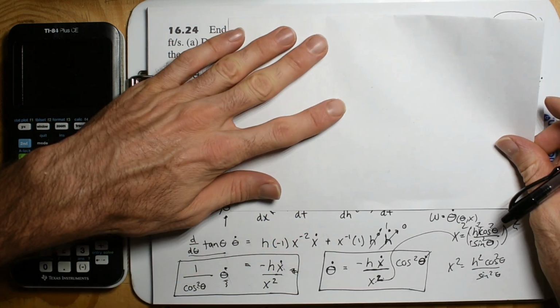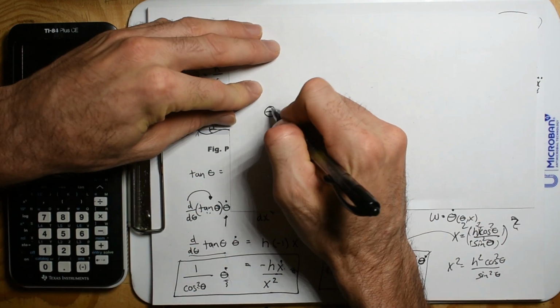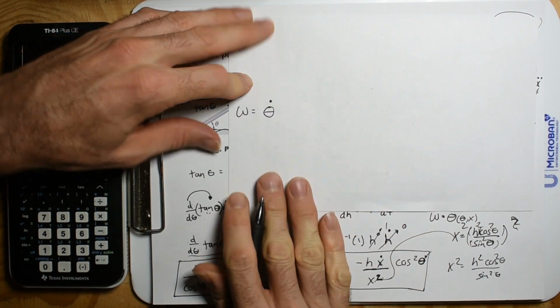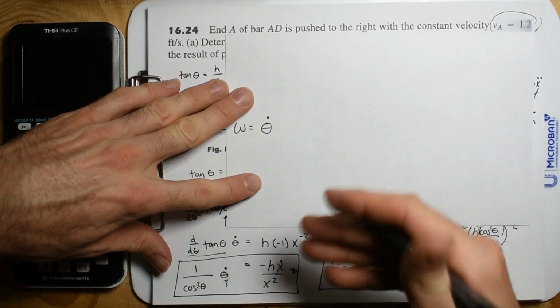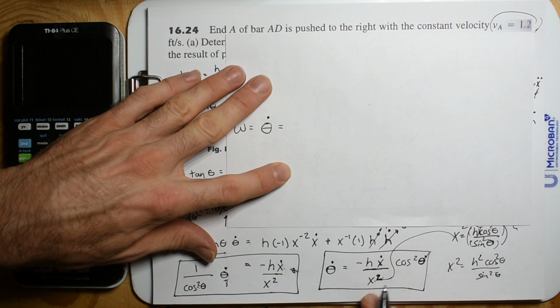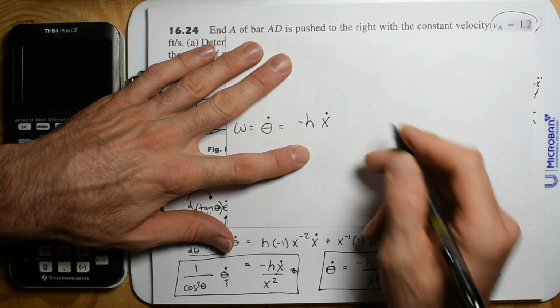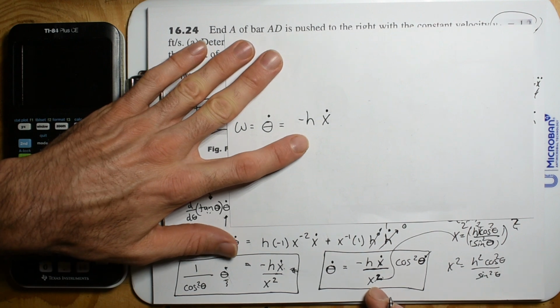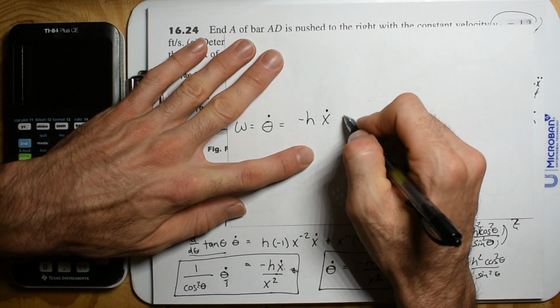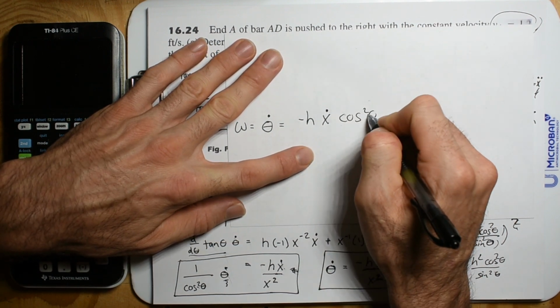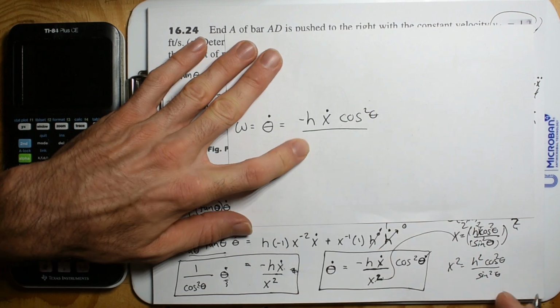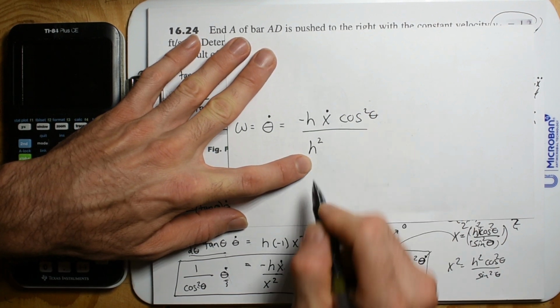Man, I just want to do this on this one sheet. So we're going to have theta dot, which is angular velocity. It's going to be negative h. The velocity x dot. We're going to have cosine squared. I guess I'm just going to write it. Cosine squared theta right there, divided by h squared.